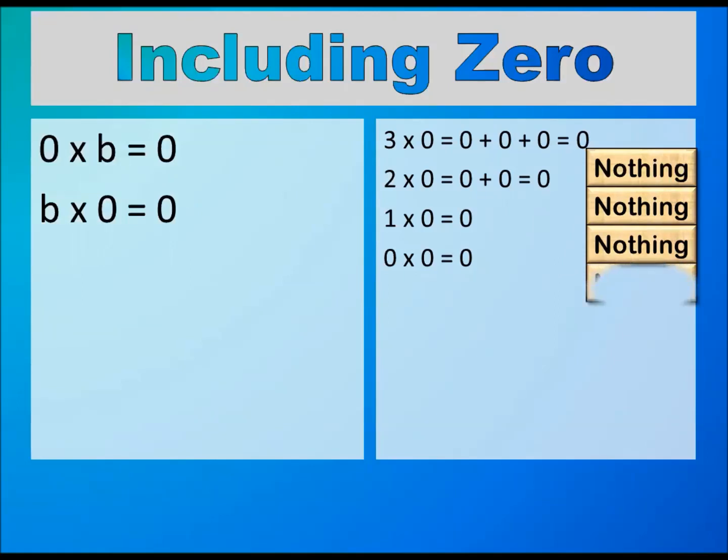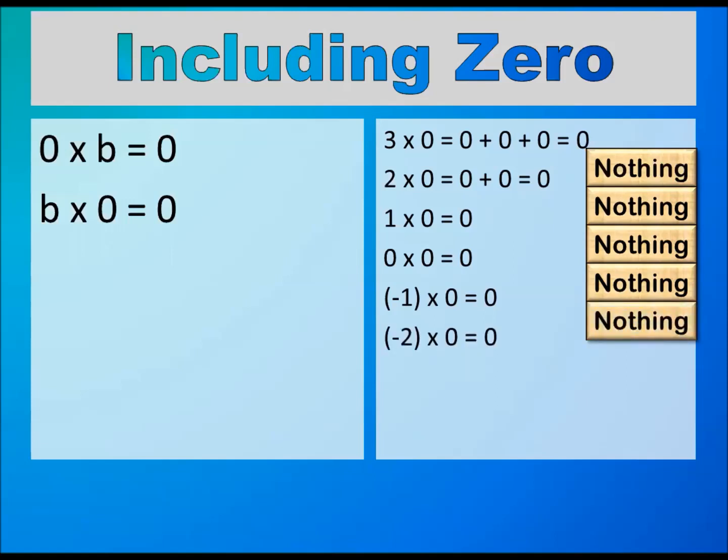Repeating this pattern of nothing, we find that negative 1 times 0 is equal to 0. Nothing again. Negative 2 times 0 is equal to 0. Nothing again. Negative 3 times 0 is equal to 0.